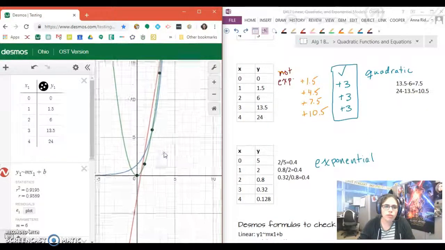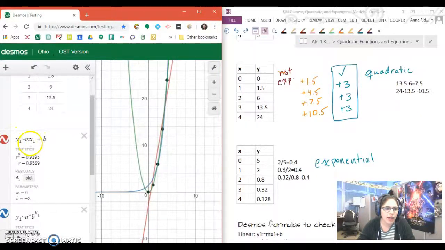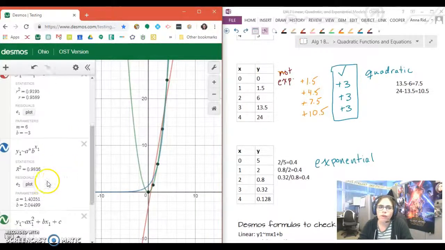So I put in all of those data points, and you can see it tried to model all 3 of them. If I look at my y1 approximately equal to mx1 plus b, that's my linear function. It's not linear because the r is not equal to 1. It's pretty close to positive 1, so I'd say that's a strong positive correlation. However, it's not equal to 1, so it's not exact.